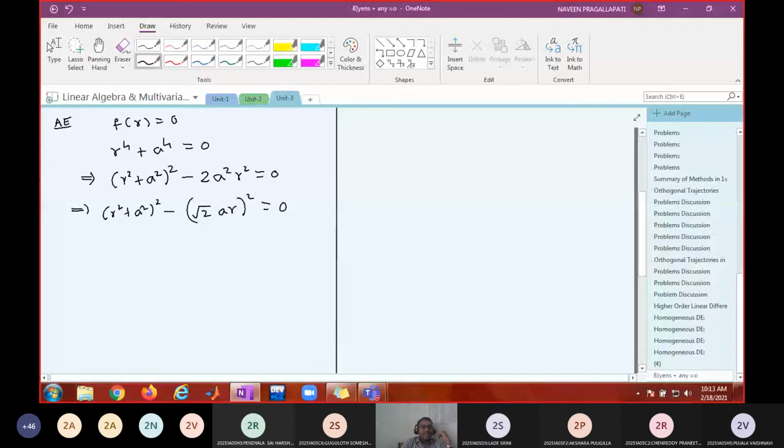Yes, sir. What is the advantage in writing like this? It is in the form x square minus y square. What is x square minus y square? x minus y into x plus y.